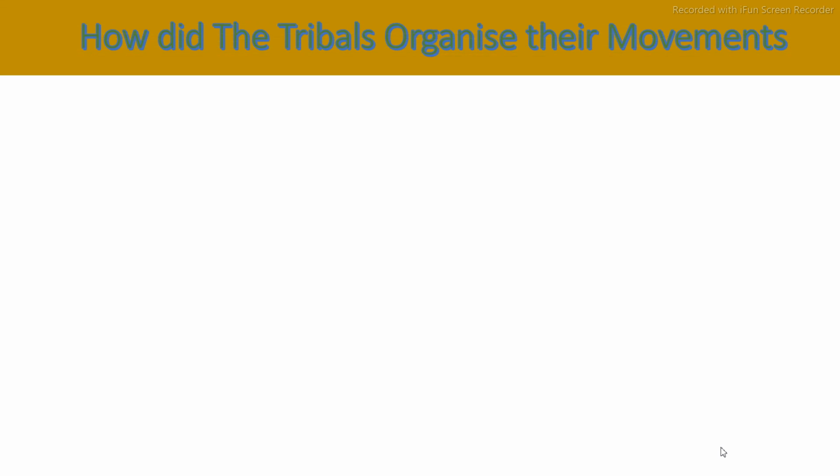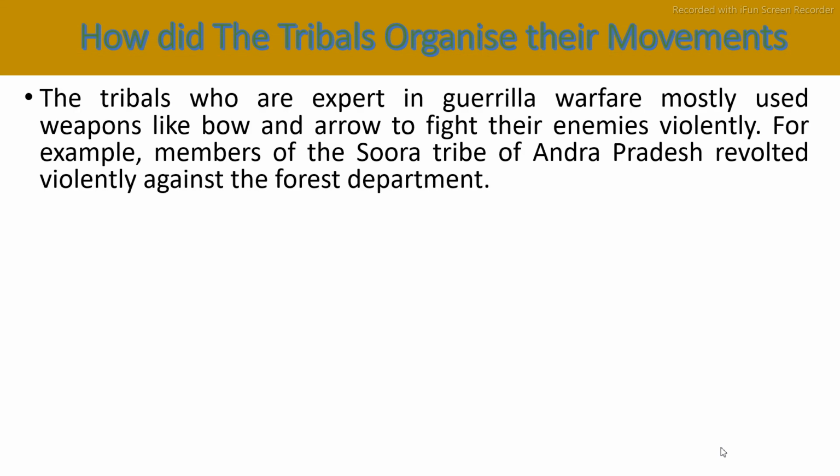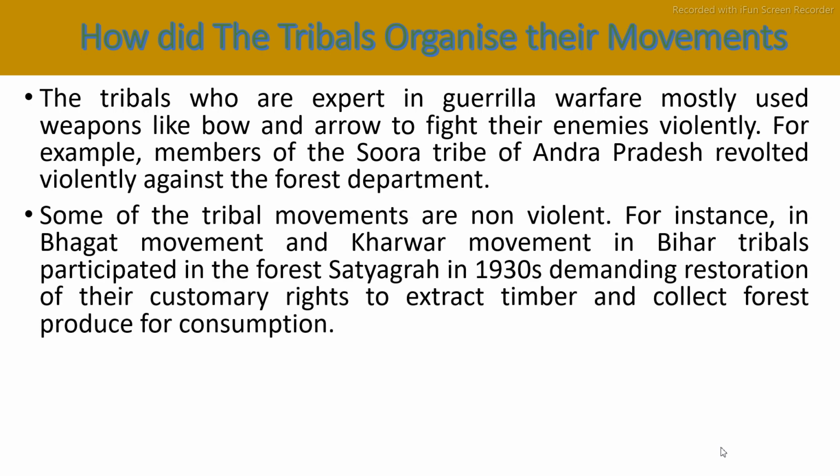How did the tribals organize their movements? The tribals, who were expert in guerrilla warfare, mostly used weapons like bow and arrow to fight their enemies violently. For example, members of the Sura tribe of Andhra Pradesh revolted violently against the forest department. Some of the tribal movements were non-violent. For instance, in the Bhagat movement and Kharwar movement in Bihar, tribals participated in the forest satyagraha in the 1930s. They demanded restoration of their customary rights to extract timber and collect forest produce for consumption.